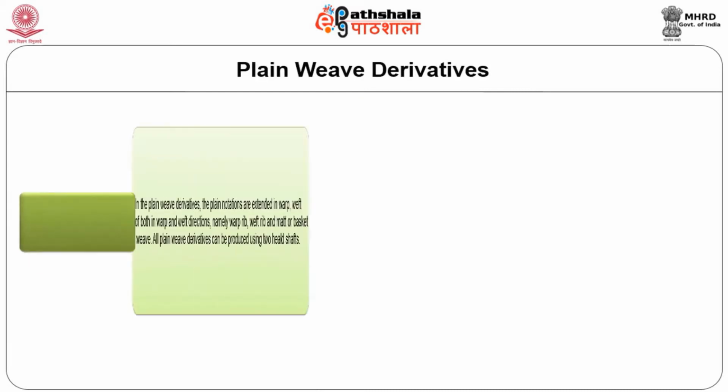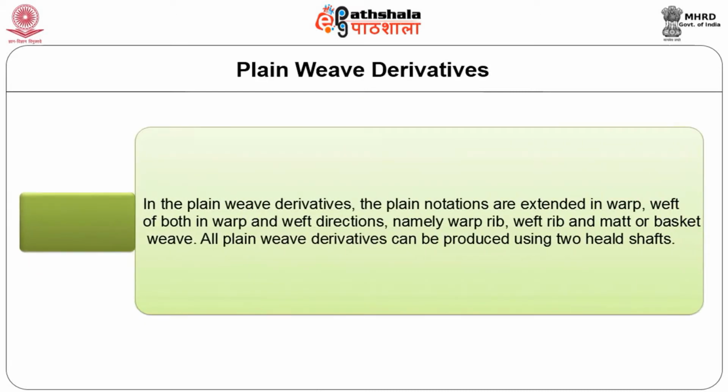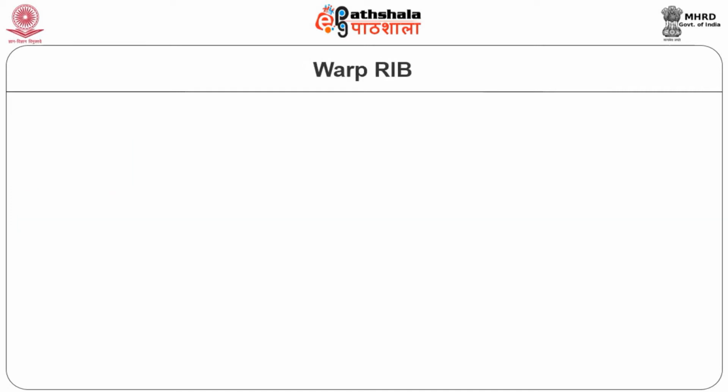Plain weave derivatives. In the plain weave derivatives, the plain notation is extended in the warp or weft direction, or both, namely warp rib, weft rib, or mat or basket weave. All plain derivatives can be produced using 2 heel shafts.